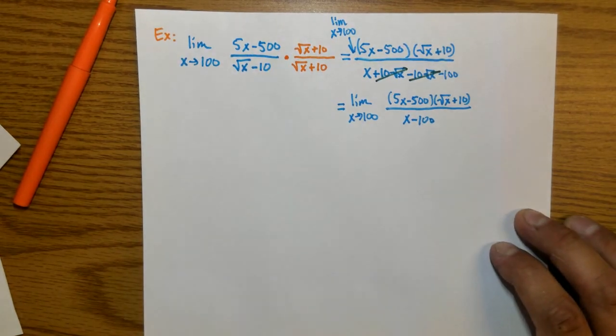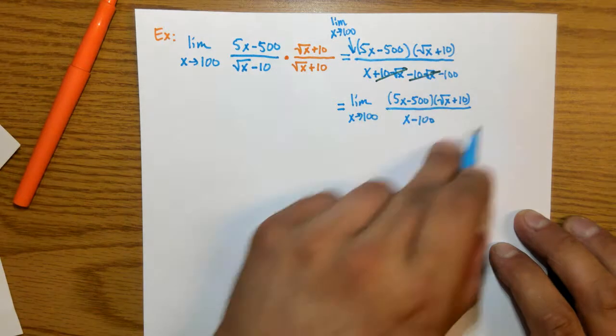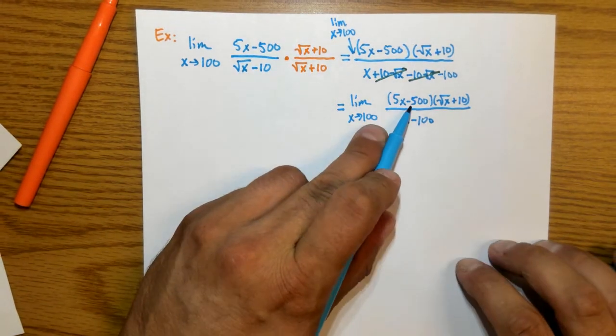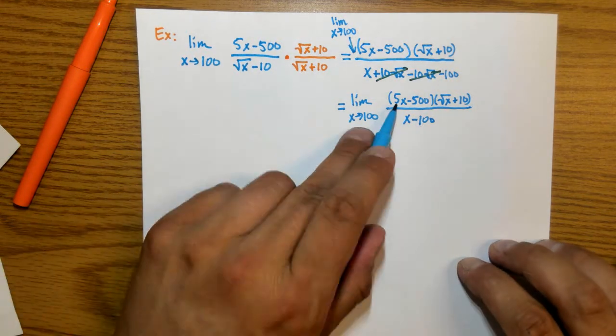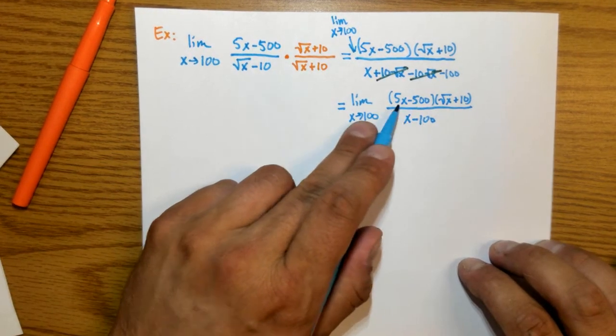But sometimes we might be able to play with what we have on top. And notice, this 5x minus 500 is very similar to this x minus 100. Well, what if we factor out a 5 out of the top, out of this factor?